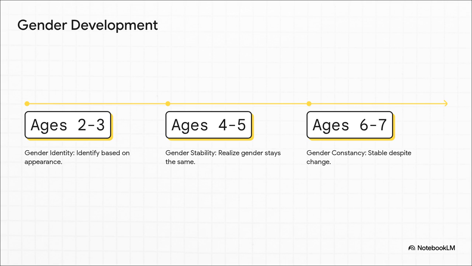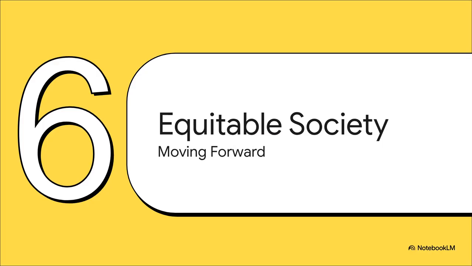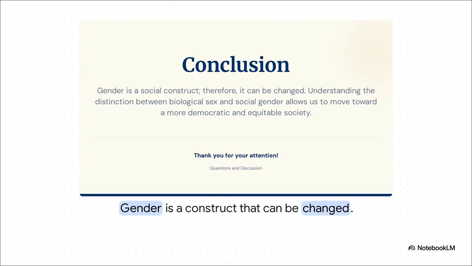So gender is actively constructed and solidified in the child's mind as they systematically try to make sense of the world. Finally, Section 6, Building an Equitable Society. We've traced this all the way from our fundamental biology up to societal structures and down into childhood psychology. And the conclusion drawn by the source material is incredibly powerful. Because gender is a social construct, because it's man-made and taught through socialization, it's not an unchangeable law of nature. It can be changed. By clearly understanding the line between fixed biological sex and fluid social gender, we actually unlock the power to rewrite the script.